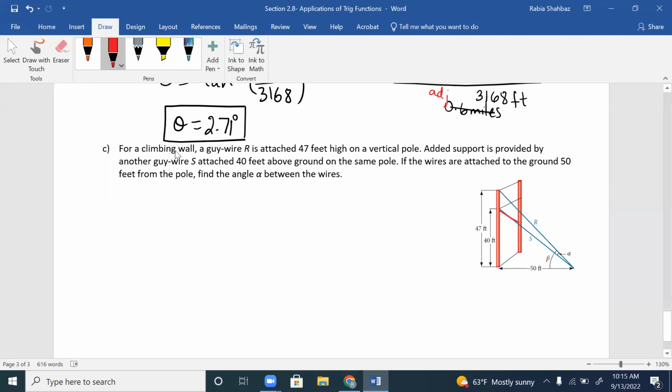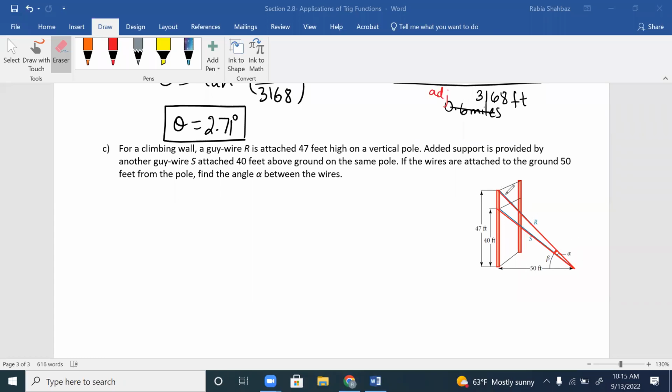So there are two wires. This is the first one, R, which is at a distance of 47 feet from the ground on the pole. I'm just trying to draw straight lines, so I'll use this feature here. And then there's another wire labeled S, which is 40 feet from the ground. We need to find the angle between these two, and they label that as alpha.